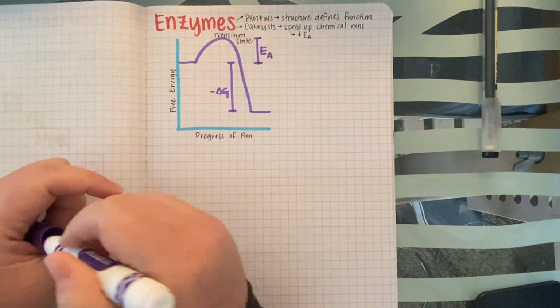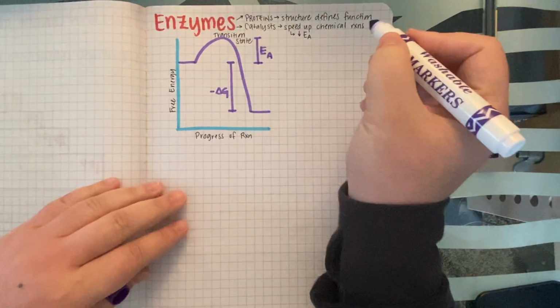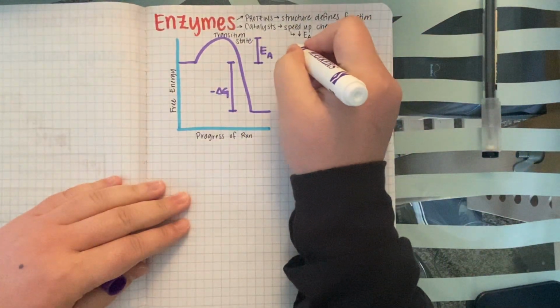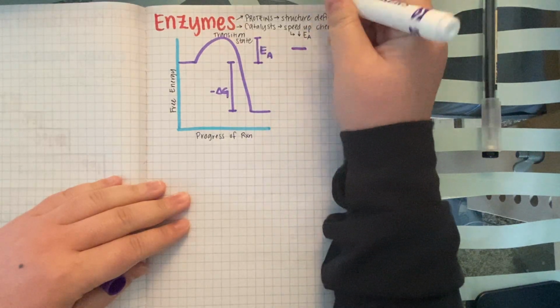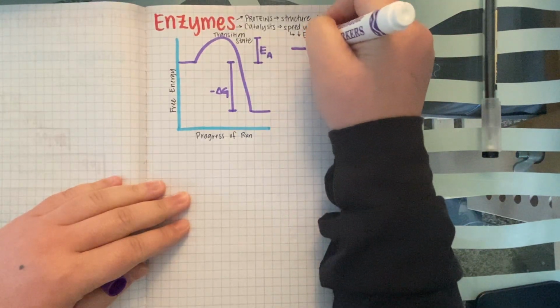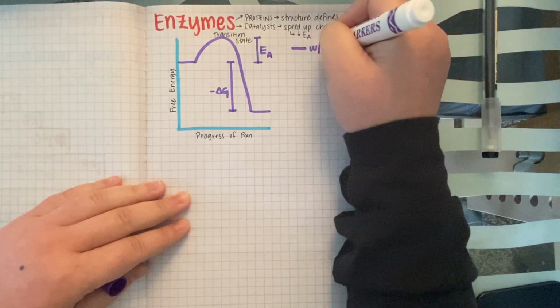This should all be review. So let's just make a little key. Everything I just drew in purple is the progress of a reaction without an enzyme, or in the absence of an enzyme.